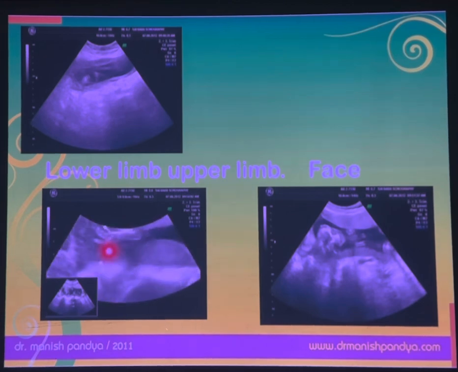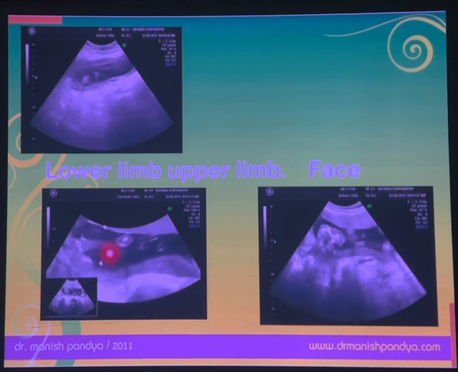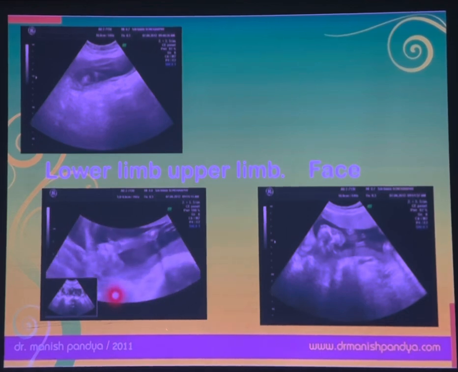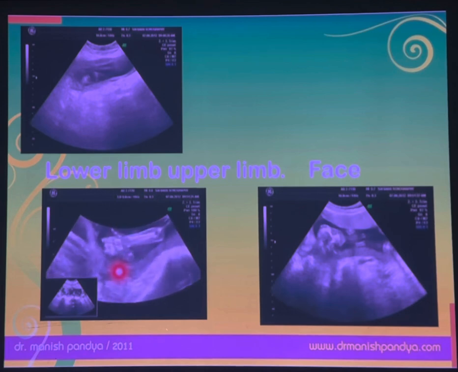And now the baby is showing all his four fingers. You can see both the limbs, fingers are very well seen, no polydactyly. Baby says hi. You can see the baby's thumb also here. Four fingers and thumb. So you have to see everything in the upper limb, lower limb and face.